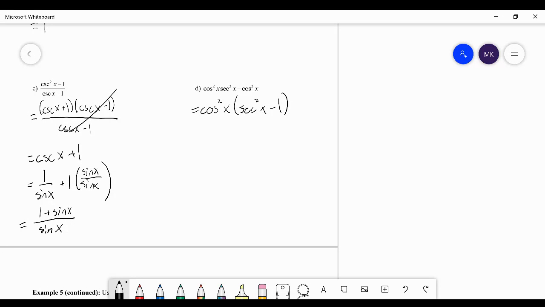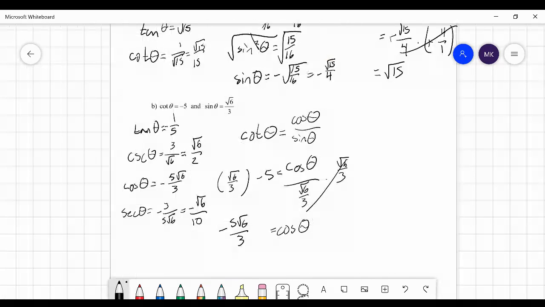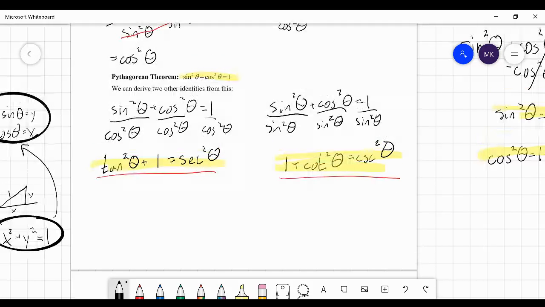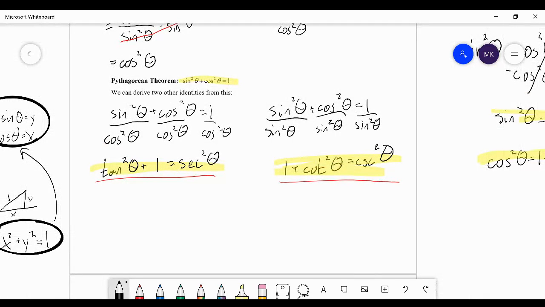Cosine squared x, we could write that as 1 minus sine squared x, but looking at the other piece, that's not really going to help us. We don't have sine in there. Secant converts over to 1 over cosine, so maybe that'll help. But if we think about the other versions of the Pythagorean identity, we have some that involve secant. If we scroll up, secant squared theta equals tangent squared theta plus 1. But remember, we can isolate these, so tangent squared theta equals secant squared theta minus 1.